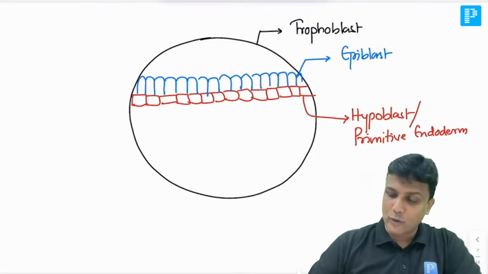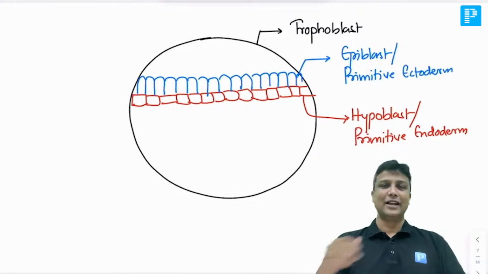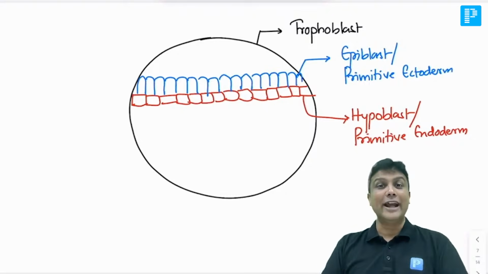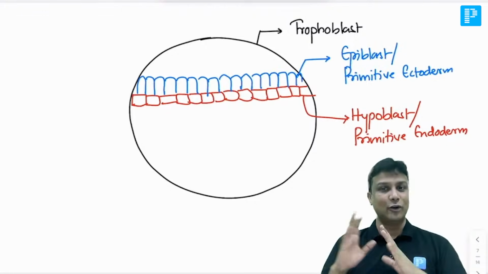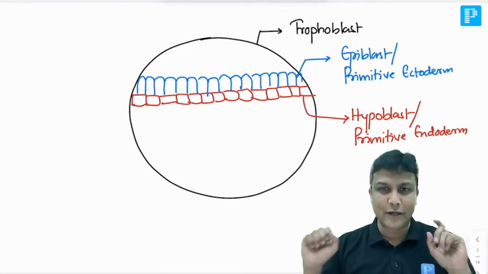And epiblast is the one which is going to become your ectoderm. And because this is going to form your ectoderm, so therefore I can call it as primitive ectoderm. Primitive ectoderm. So hypoblast is going to become endoderm and the epiblast is going to become your ectoderm. So therefore the epiblast is actually referred to as your primitive ectoderm, sir. Whereas hypoblast is referred to as primitive endoderm. I hope it is very clear now.